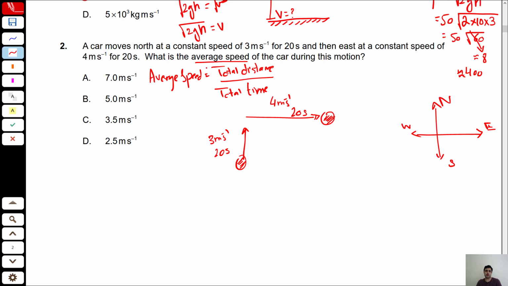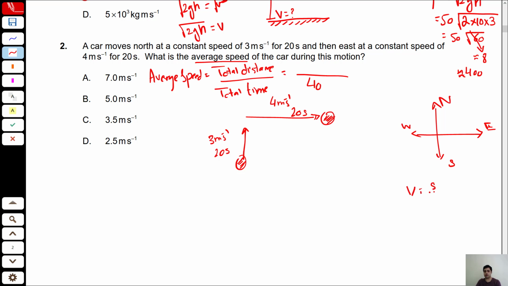That's the formula. Average speed equals the total distance over total time. So we need to find the total distance. Oh, but we already have the total time. The total time of the journey is 20 due north and 20 due east, which is 20 plus 20, is 40 seconds. And the total distance we need to find out.